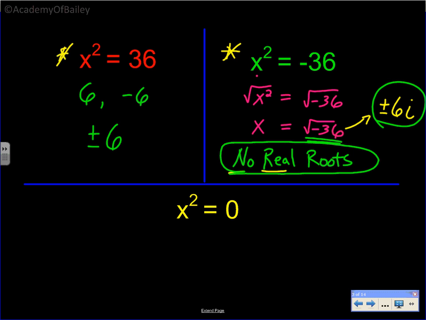And this one here, x squared equals 0. Well, what number multiplied by itself will give you 0? It'll be 0, right? And that's it. So the answer here is 0. X is 0, and that is one real root right there.